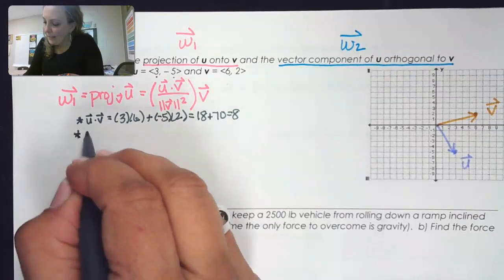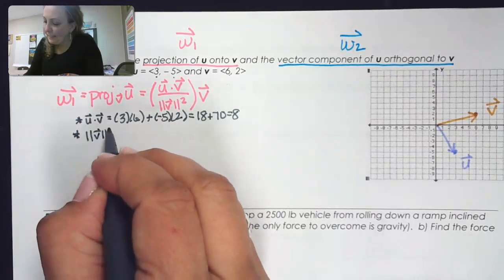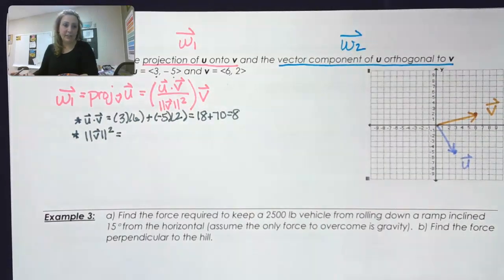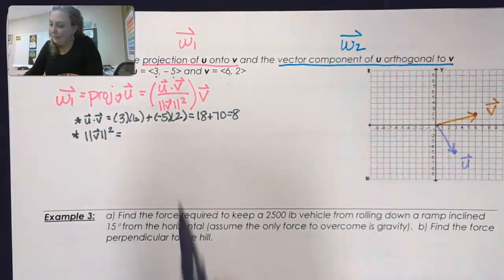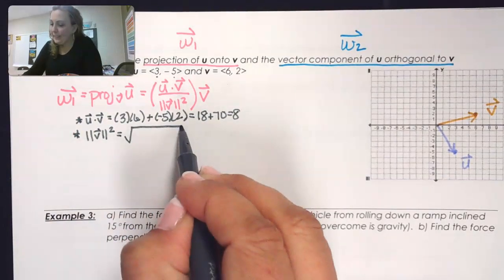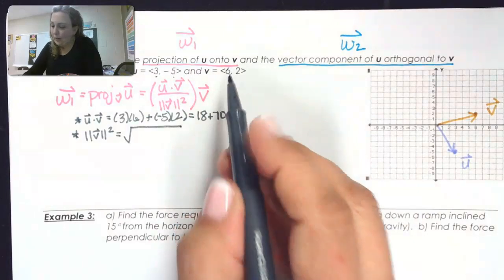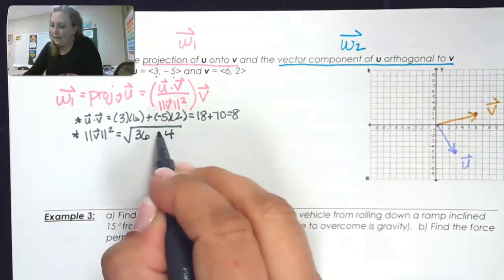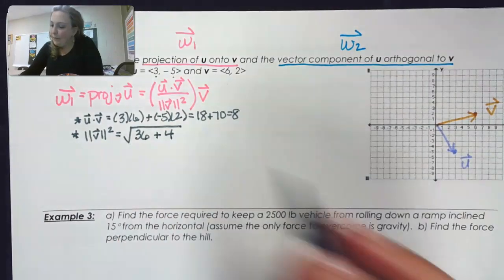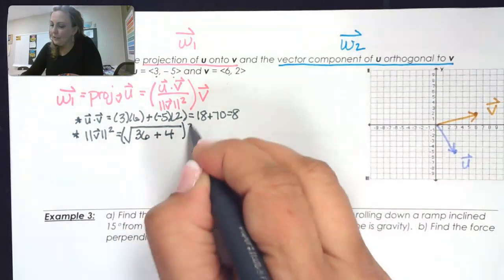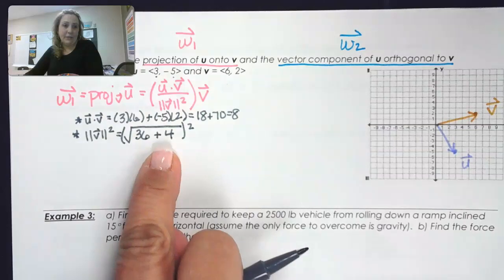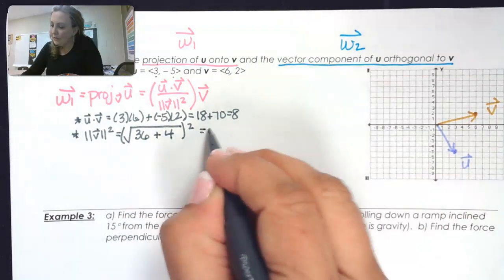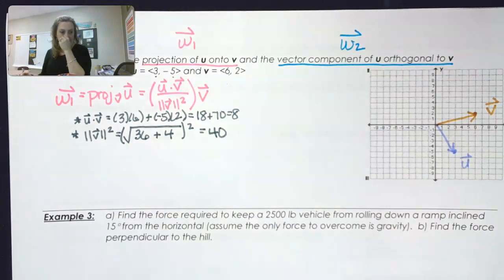Now I'm also just going to take a quick minute to find the magnitude of V squared. And we know to find the magnitude of V, we take the components and square each one. So 36, 4, and we're going to add them together. But notice we're squaring the magnitude, which means we're going to cancel out the square root and the square. So this just ends up being 40.